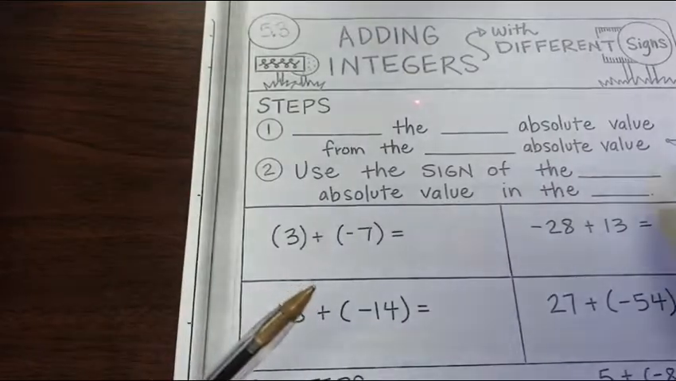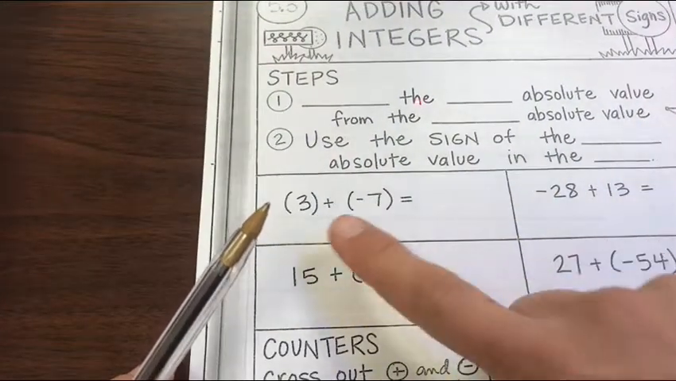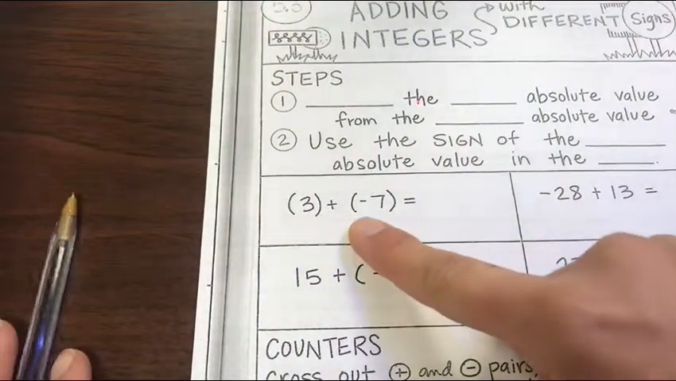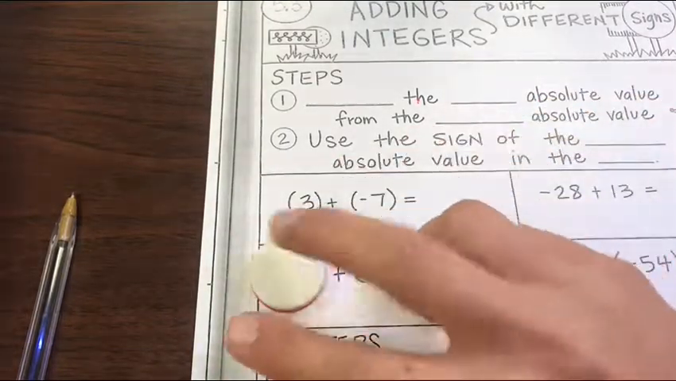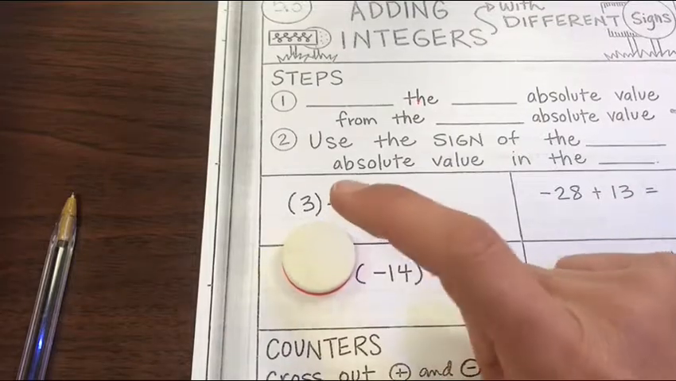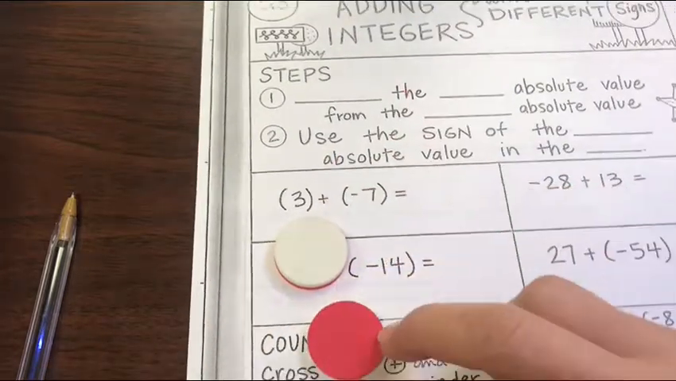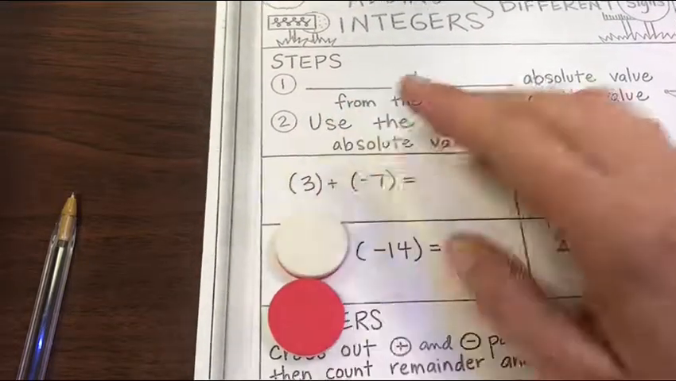Okay, we're going to start on page 41. This is adding integers with different signs. So before we write the rules down, I want to show you with counters. The white side is going to be the positive side, and the red side is going to be the negative side. So I'm going to show you this with counters first.